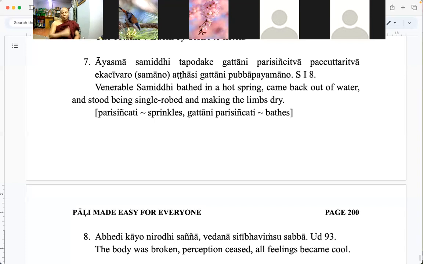So he needs to dry the limbs, maybe just hand or head or face, and so on, using the towel. At that time he cannot wear the upper robe, so he is only with the lower robe. So that means being single robe: only wearing the lower robe, and then the upper body he tries to make dry. Yeah, in that meaning, Bante, we can understand.